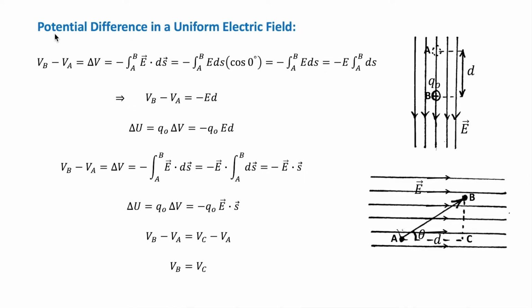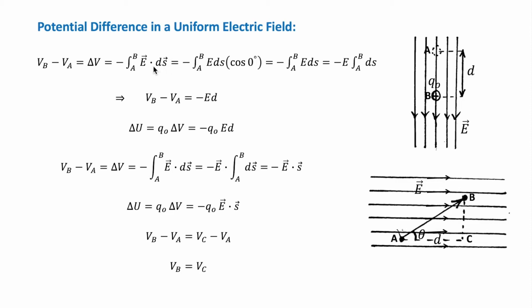So we will now discuss potential difference in a uniform electric field. Consider a uniform electric field along the negative y direction, and we want to calculate the potential difference between 2 points A and B that are separated by a distance d. So VB minus VA is equal to delta V is equal to minus integration from A to B E dot ds.